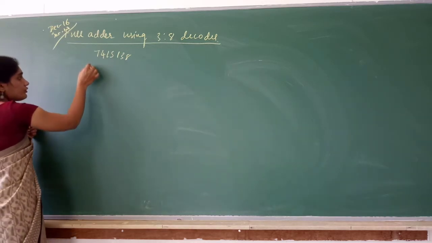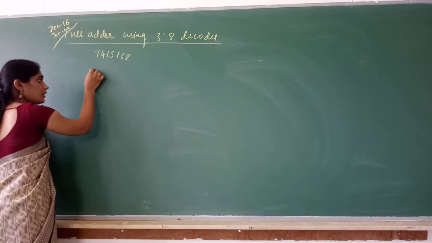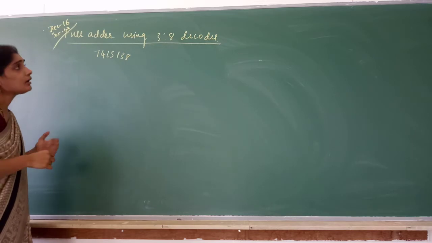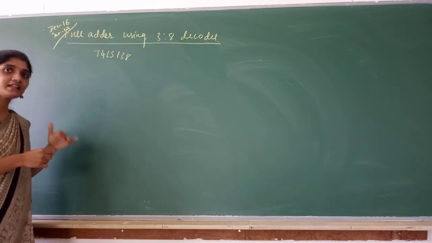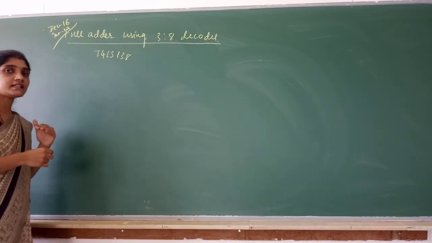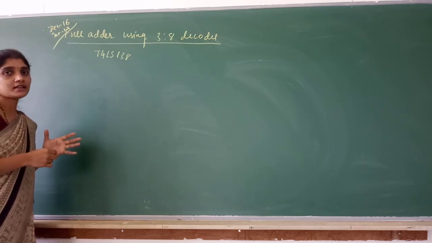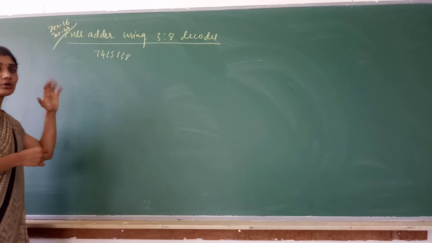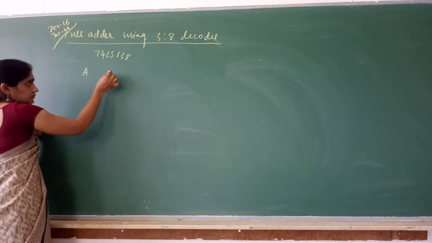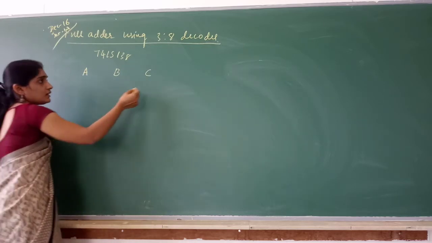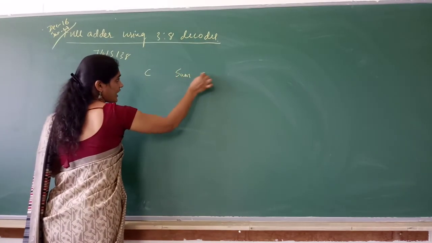Full adder, I think you know what a full adder is. I need not explain this again. This adder concept is again there in module 2, and we'll discuss it at the end. But since you have already studied full adder in your basic electronics, let us write the truth table for full adder. How many inputs for full adder? A, B, C in, carry in. Outputs are sum and carry out.